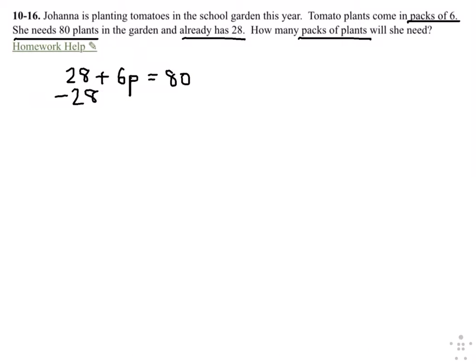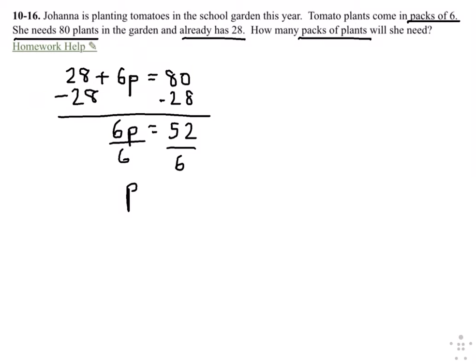So we subtract 28 from both sides. And we get 6p equals 52. And we divide both sides by 6. And 6 goes into 52 8 times, which is 48. And the remainder is 4/6, which is 2/3, right? So we get 8 2/3 packs.